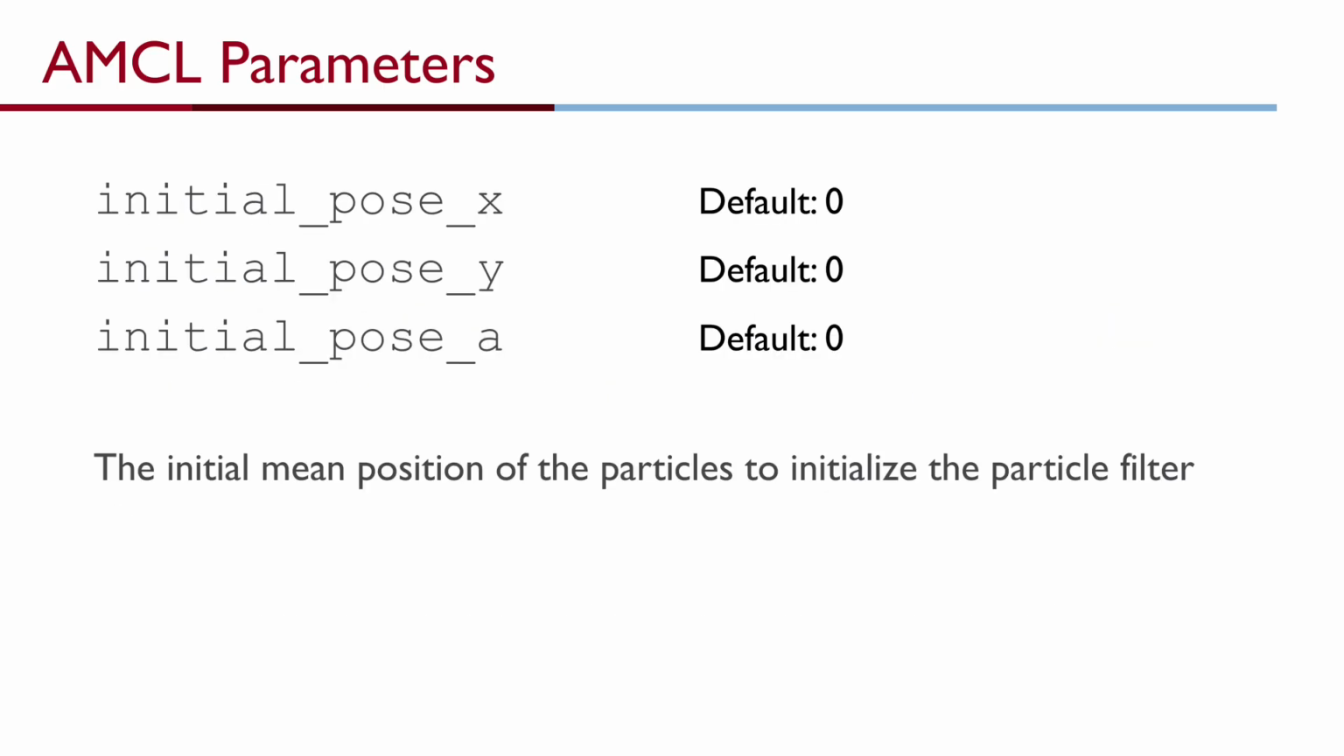Next, let's talk about the initial pose parameters in AMCL. These values allow us to set the robot's starting position in the map programmatically. We specify the initial x-coordinate, the initial y-coordinate, and the initial orientation angle. By default, all of these values are 0.